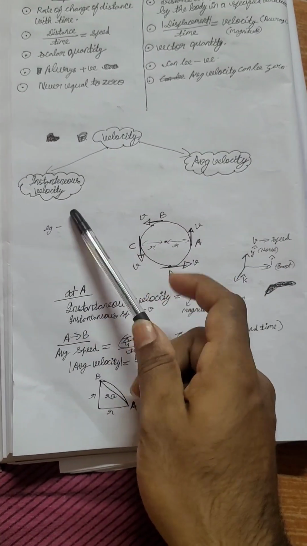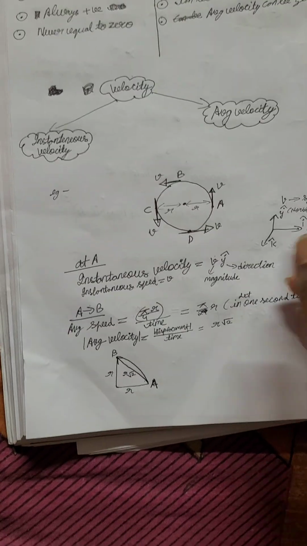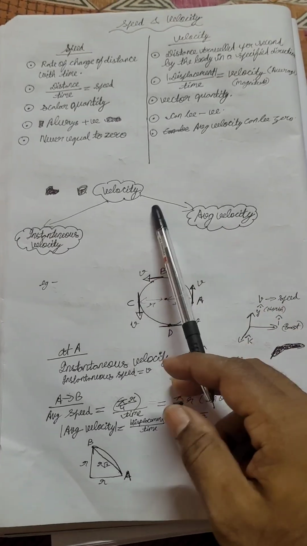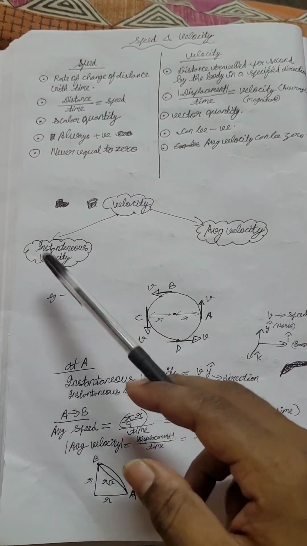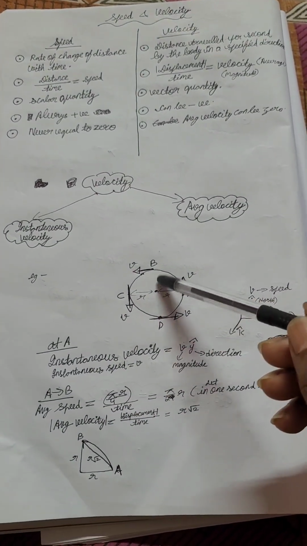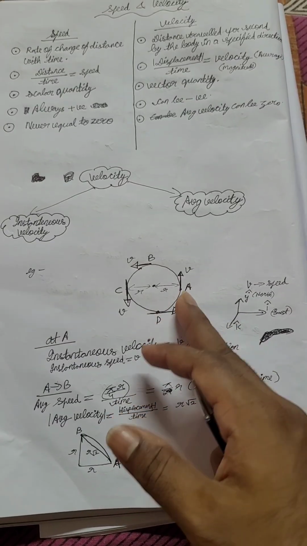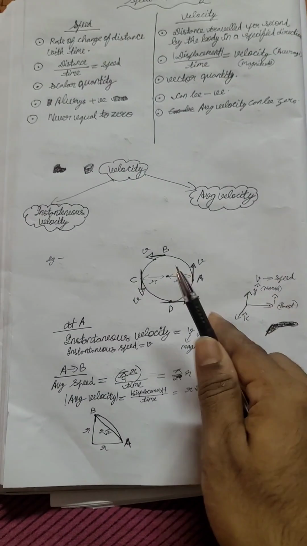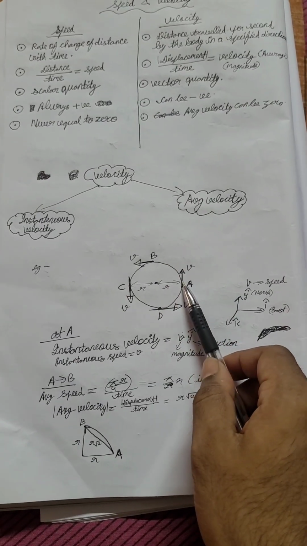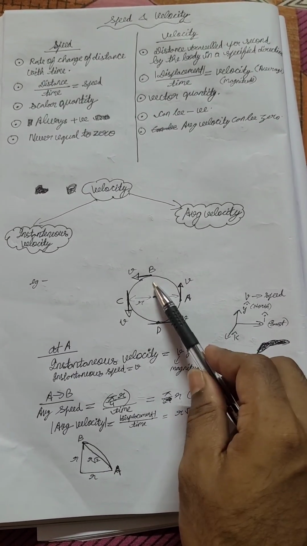So there are two kinds of velocity: instantaneous and average velocity. Similarly, speed has also instantaneous and average speed. So here we will discuss this part with an example of a circular motion. See, we will be taking points, then we will cover the distance. We will move from A to B.